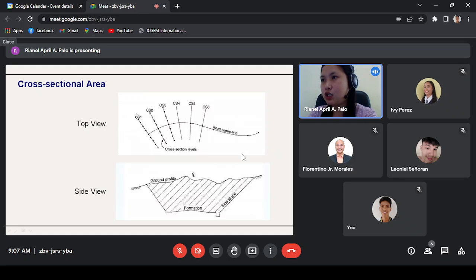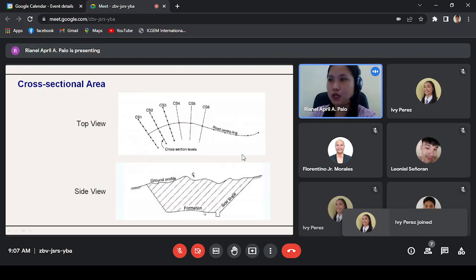Then, this is our cross-sectional area. Assuming na this is station 1, then our side view at station 1 is this one. So, in this case, ang atong existing ground elevation, which is this one, is greater than sa atong proposed elevation. So, in this area, we need to cut ang mga sand or informed rocks para ma-meet nato ang desired elevation.